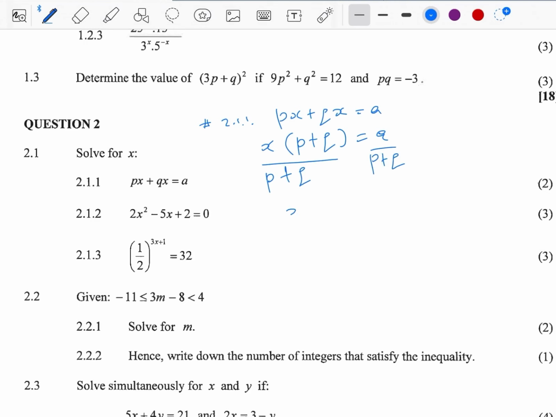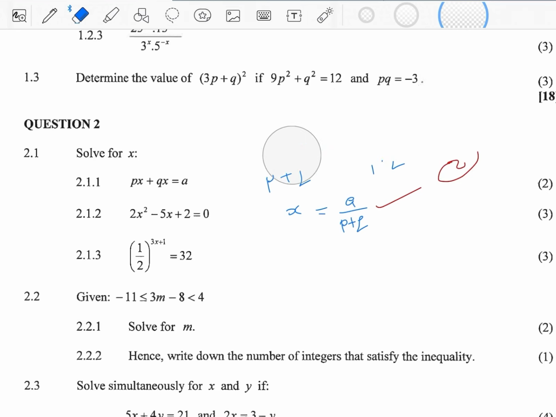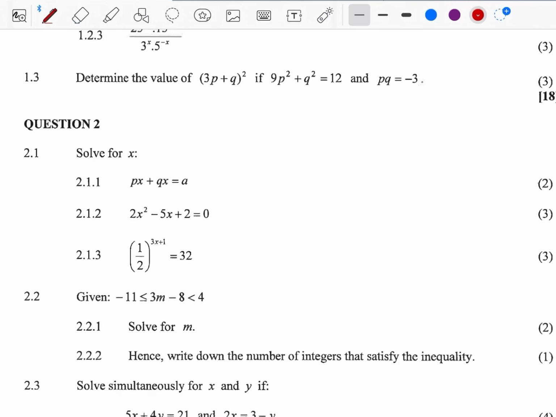And then from here, P plus Q over P plus Q is 1. So on your left hand side, you're going to be left with X. And on your right hand side, you're going to be left with A over P plus Q. Boom, that's your answer. So you have 1, 2 marks. All right, so factor out X and solve for X. And that's your answer. Let me know if you have questions on 2.1.1. Otherwise, let's go to 2.1.2.